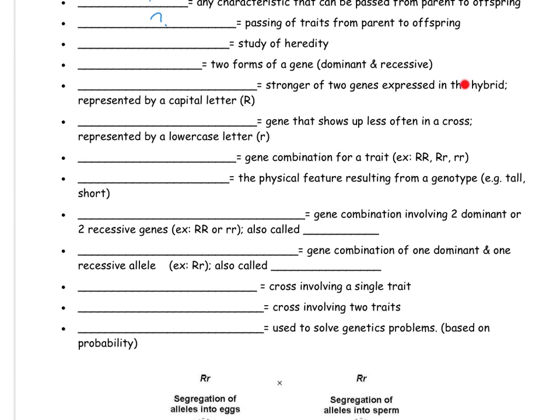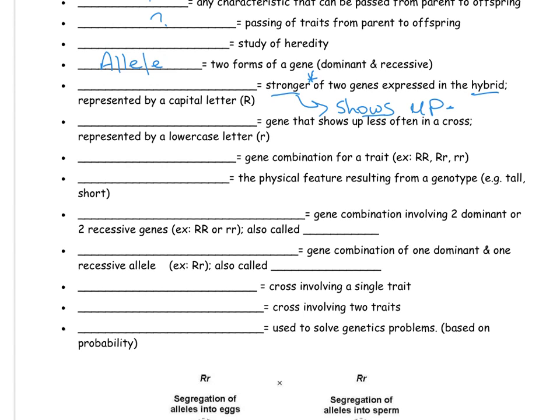Stronger of two genes expressed in a hybrid. You know what that is, a stronger version. And when they say stronger, they mean the one that shows up the most, the one that you actually see. It's not an actual competition of strength. It's what you see when you have two of them and they're different. I'll go ahead and give you this because it's an important idea. Two forms of the same gene is an allele, and the one that's stronger, quote unquote, is the one that shows up, and what we call that.